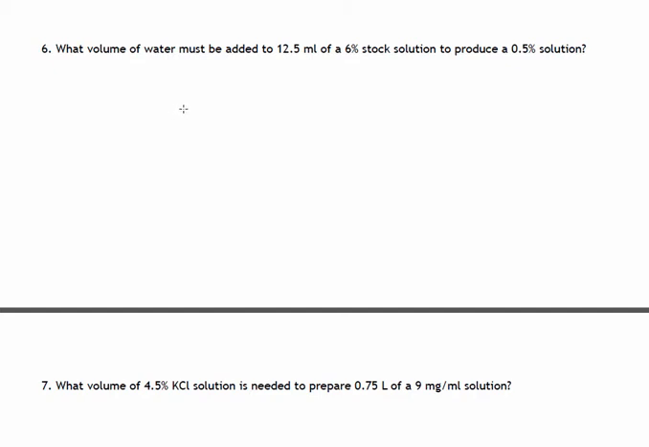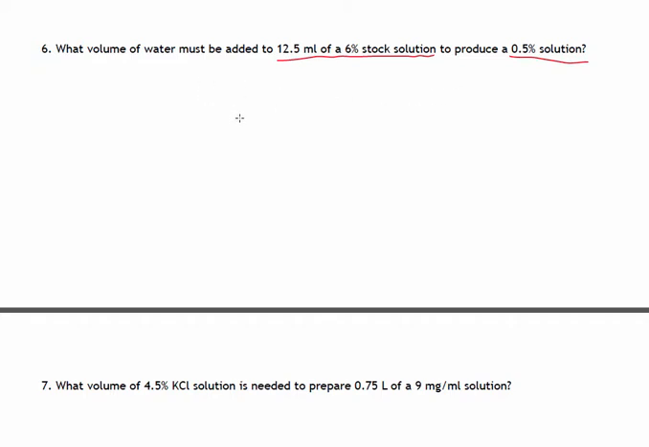In problem 6, we're going to use the same equation that we used for the first few problems, but you are given slightly different information in this problem. What we're doing here is taking a stock solution, a 6% stock solution, and you have 12.5 milliliters of that, and you are going to dilute the entire solution down to 0.5%. So we're not just going to take a certain portion of the stock and dilute it, we're going to just add water directly to the stock, and you need to know how much to add to dilute it down to 0.5%.